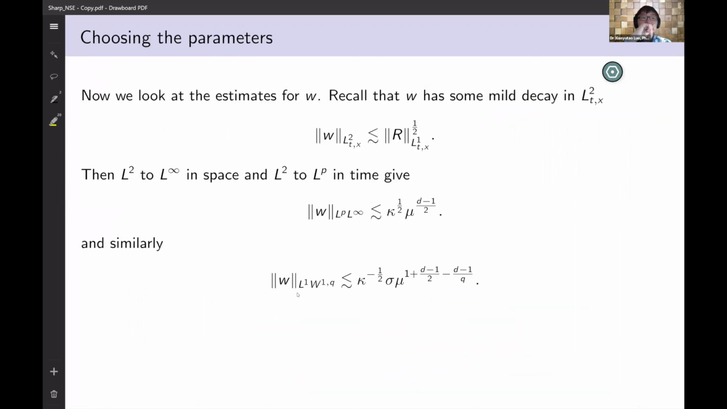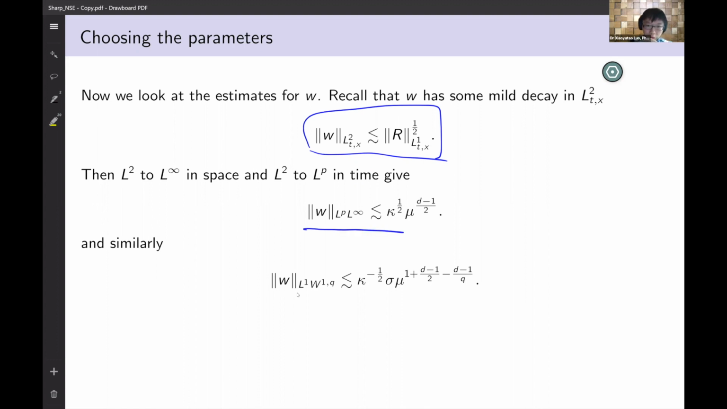And now I'm going to talk about how to choose the 4 parameters so that we can get to the desired L^p L^infinity and L1 W^{1,q} regularity. So we start with this baseline regularity, L2 in space-time. It is bounded by this L1 space-time norm of the previous error. So you have a little bit of decay, because the previous error decays like 2 to the minus n. This is our baseline regularity.